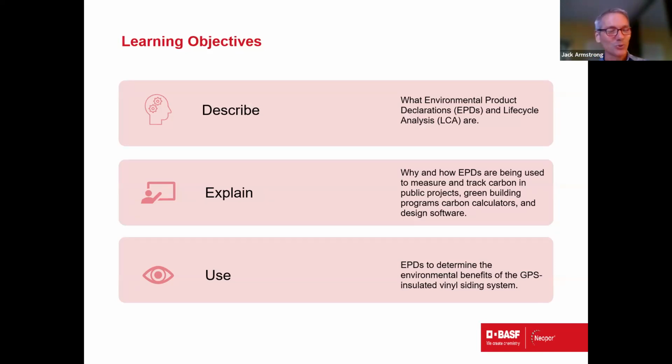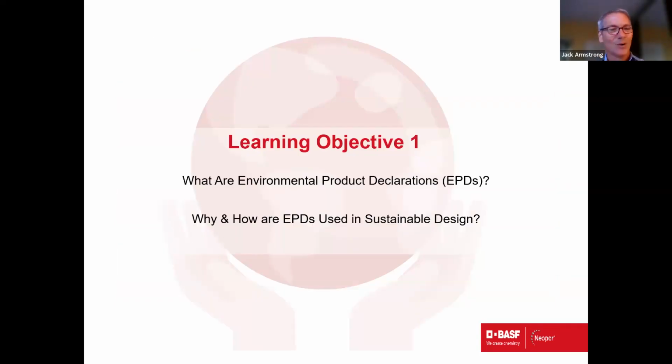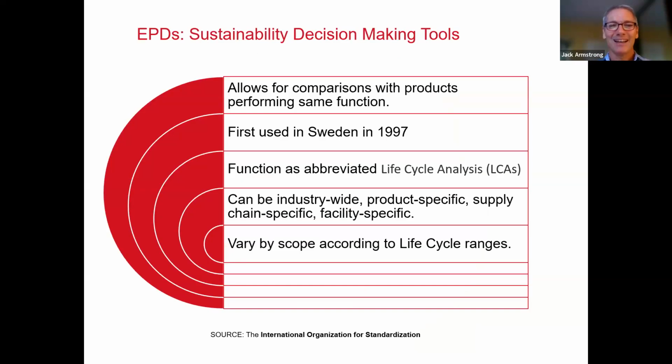Our learning objectives, short and sweet, 3 of them for our half-hour credit here. First, we'll describe what an environmental product declaration is, as well as the life cycle analysis, or what's called LCA. Secondarily, we're going to explain why and how EPDs are being used to measure and track carbon in public projects, as well as green building programs, carbon calculators, and various other software programs. And lastly, we will talk about the use of EPDs and some of the environmental benefits of insulated vinyl siding systems.